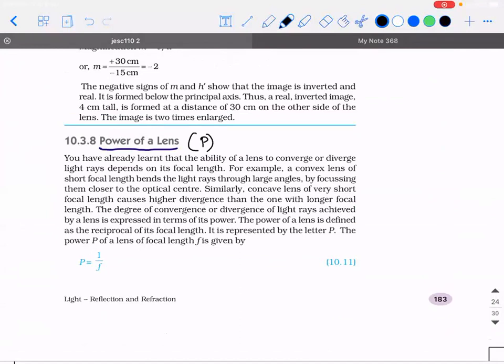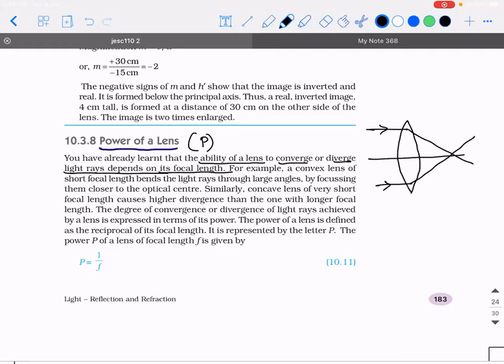capital P. So basically, the concept of power of lens is nothing but the ability of a lens to converge or diverge the light rays depending on its focal length. Okay. So if you take a convex lens, if the light rays are parallel to the principal axis, after refraction, they meet at a point called the focus, right?